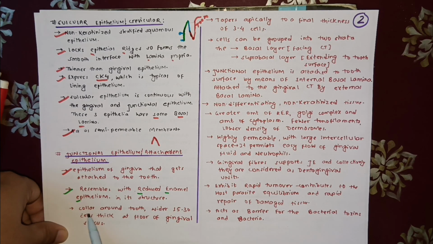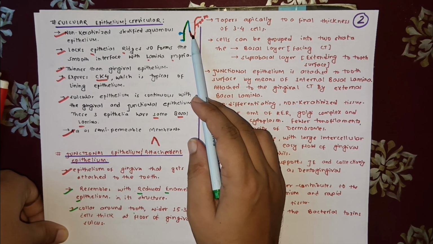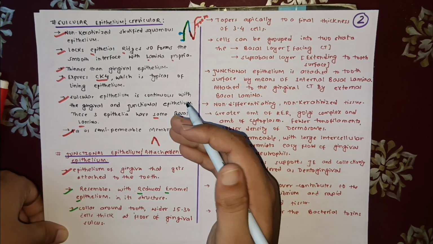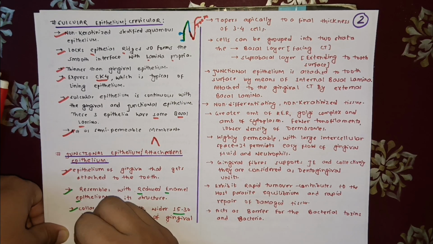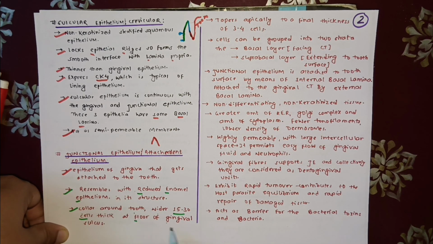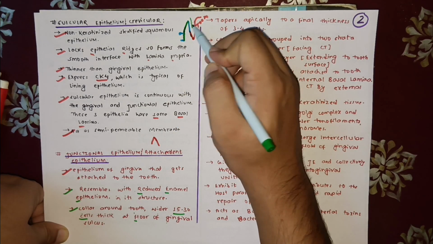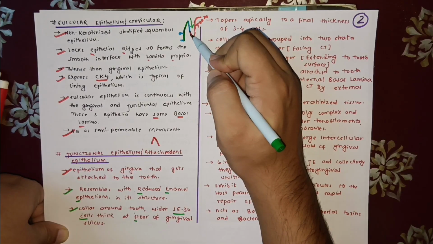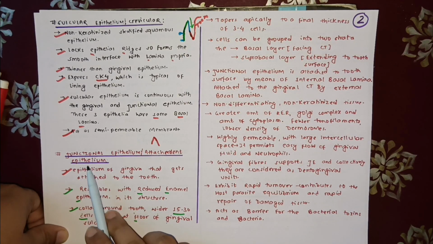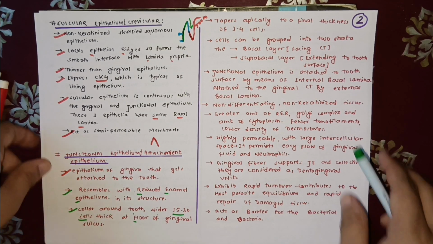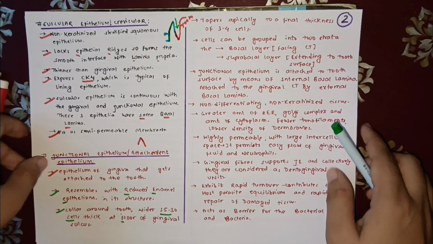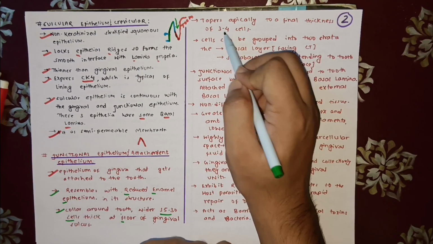After that, it forms a collar around the tooth, 15 to 30 cells thick at the floor of the gingival sulcus. So it is collar-like, and this is very important, at the floor of the gingival sulcus. This is the floor, this is the sulcus, and at the floor of the sulcus we can see the junctional epithelium or the attachment epithelium. After that, it tapers apically to a final thickness of 3 to 4 cells.